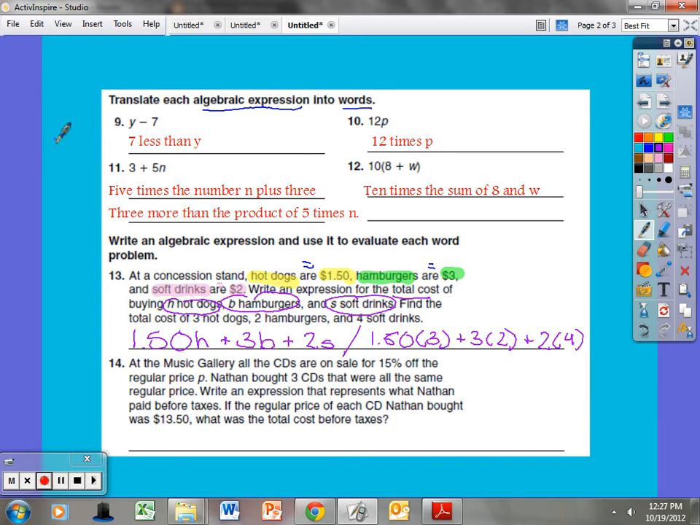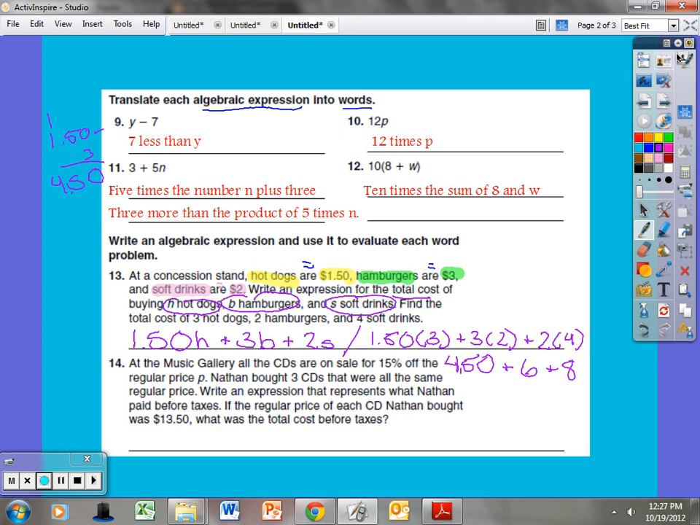Okay, 3 times $1.50. Well, 2 would be $3. Another one would be $4.50. Let me just double check. 3 times 0 is 0. 5 times 3 is 15. 3 times 1 is 3 plus 1 is 4. Move it over twice. So that gives me $4.50, not $450. That'd be an expensive hot dog. Plus 3 times 2 is 6, plus 2 times 4 is 8.